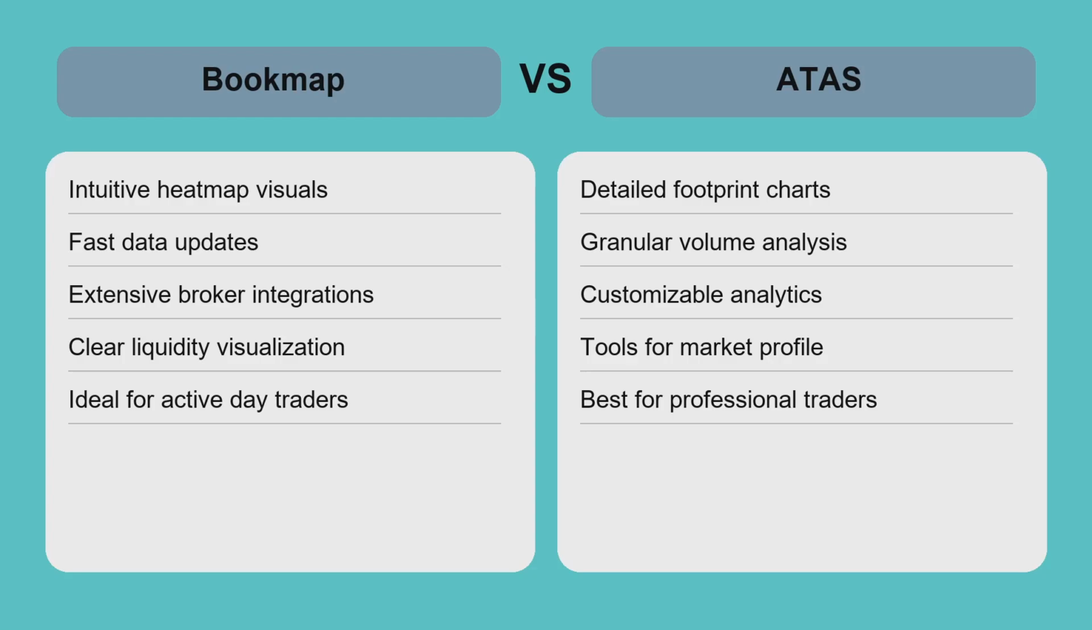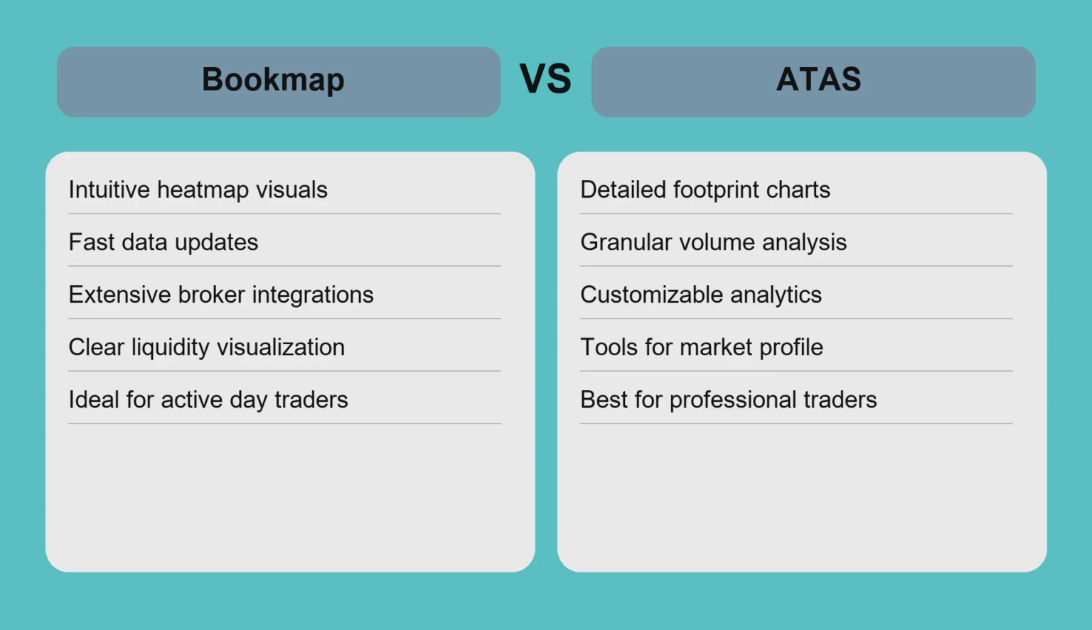Comparing Bookmap and ATAS highlights key trade-offs. Bookmap excels in visualizing liquidity, with its heat map making it easier to spot large resting orders and market depth changes at a glance. This suits traders who want a fast, intuitive view of order book dynamics. ATAS, on the other hand, delivers deeper volume and footprint chart analysis, offering granular data on executed trades and bid-ask imbalances. This appeals to traders who prefer detailed volume breakdowns and customizable analytics.